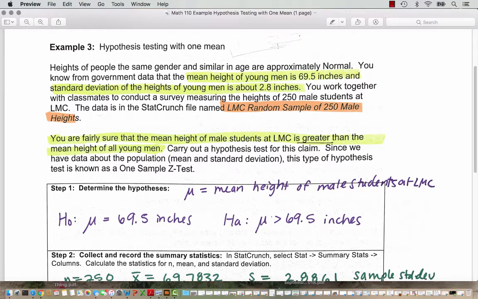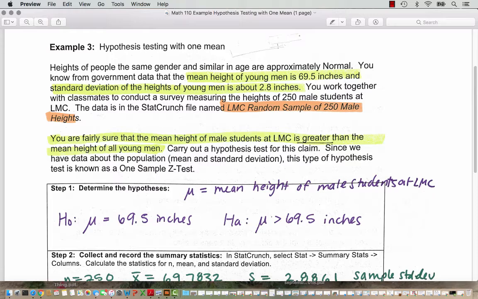In this example, we look at hypothesis testing with one mean. Heights of people the same gender and similar age are approximately normal. You know from government data that the mean height of young men is 69.5 inches, and the standard deviation of the heights of young men is about 2.8 inches. So we are going to treat these values as population data, so I've highlighted them.